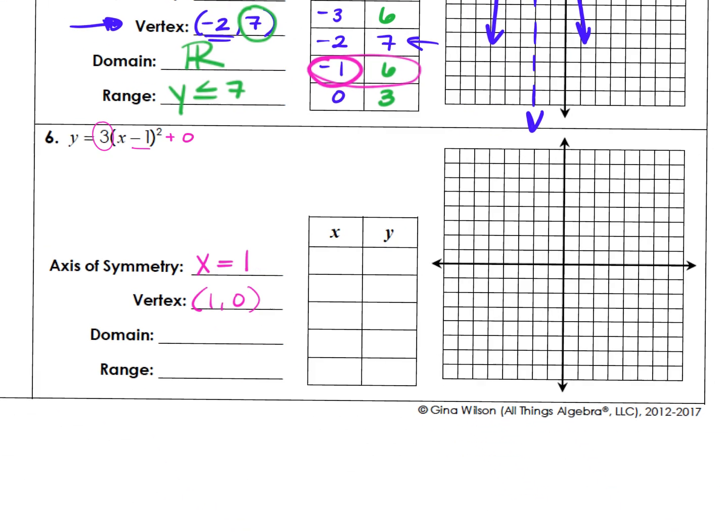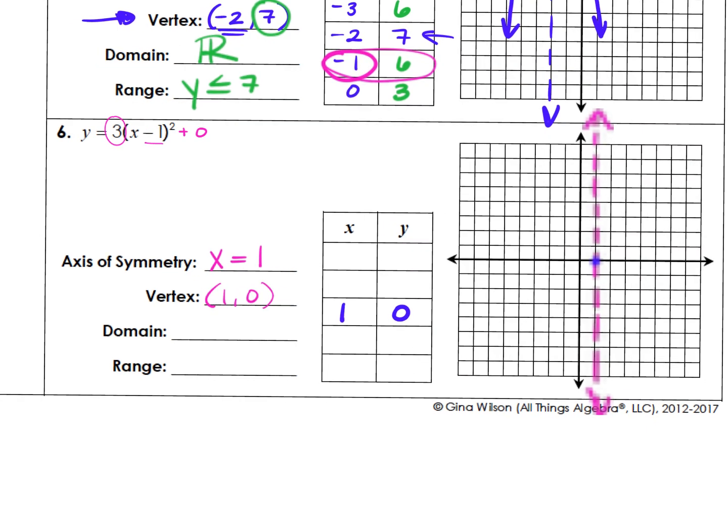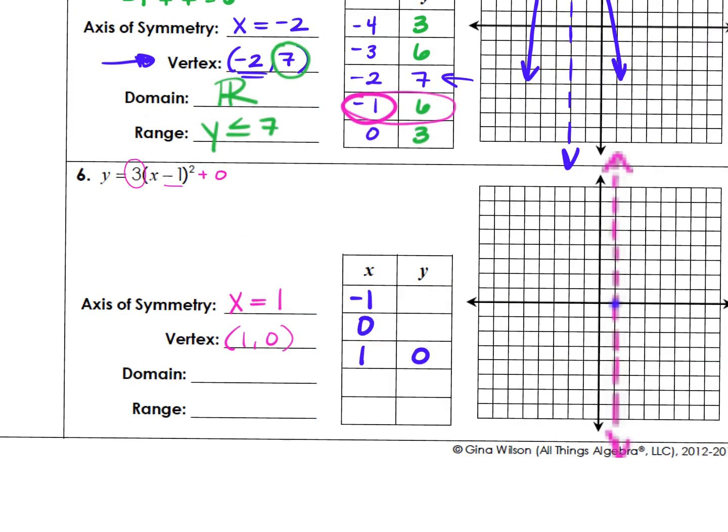X equals 1. Okay, so I'm just going to plot those right now, just in case some of you like to do it in a different order. X equals 1 is this. Right, it's where your X value is always 1. Your vertex is 1, 0. That goes here, and that's in the middle, 1, 0. If we're working our way around those numbers, then this would be 0 and -1. This would be 2 and 3.